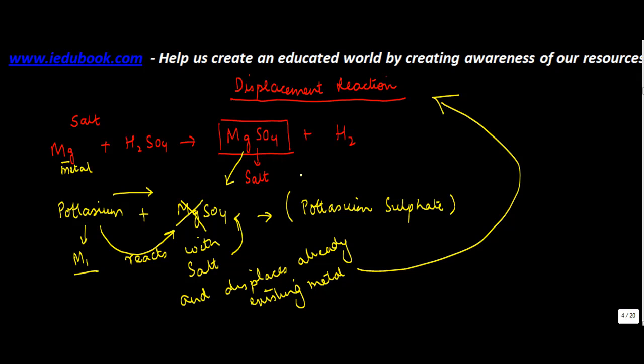Now whether or not this metal will displace, how do we know that? I mean, it's not necessary. Just like a big guy is likely to push the smaller guy in most circumstances. So amongst these two metals, let's say M1 and M2, how do we know whether this will be able to displace this or not?